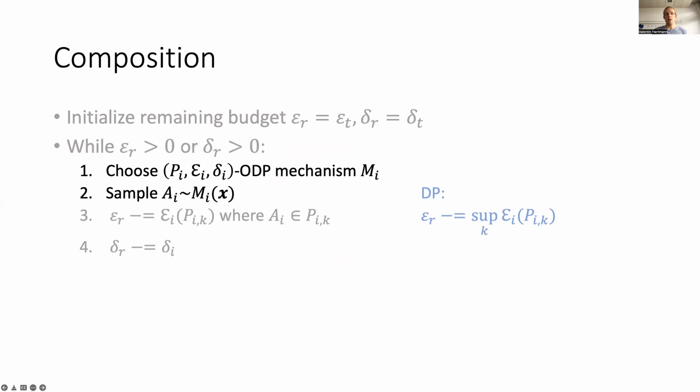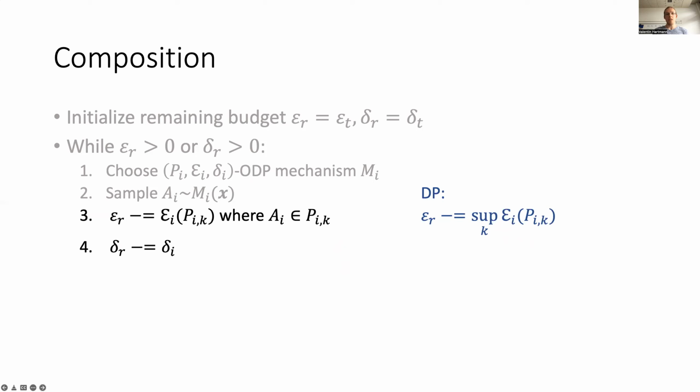In each iteration, we choose a new ODP mechanism M_i and let it produce an output. We then check which set of the partition the produced output falls into and subtract the corresponding epsilon from the epsilon budget. In the coin flip example, we would thus subtract nothing from the epsilon budget if the output is the bottom symbol. In contrast to that, in classic DP composition, we would always subtract the epsilon corresponding to the worst case output, which is the supremum over all output-specific epsilons.